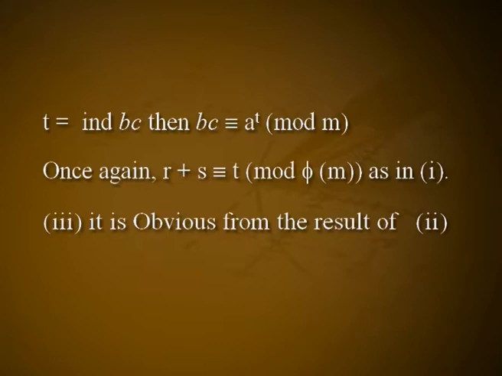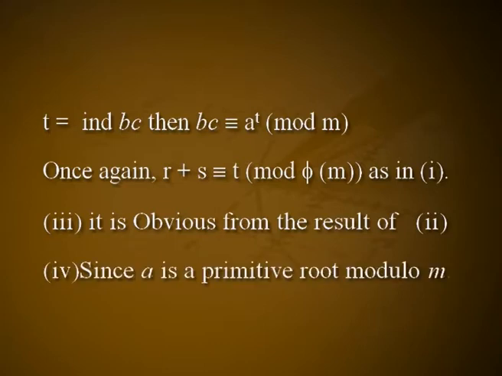3. It is obvious from the result of 2, for a is a primitive root modulo m. The theory of indices is useful only for those moduli which possess primitive roots. Moreover, the table of indices must be prepared for each modulus, which is not so with logarithms. We illustrate this by solving two types of congruences.